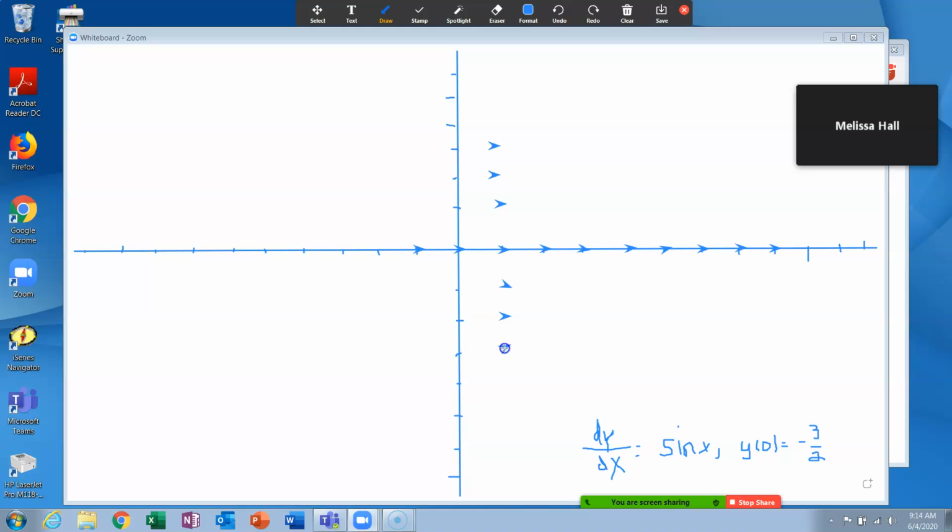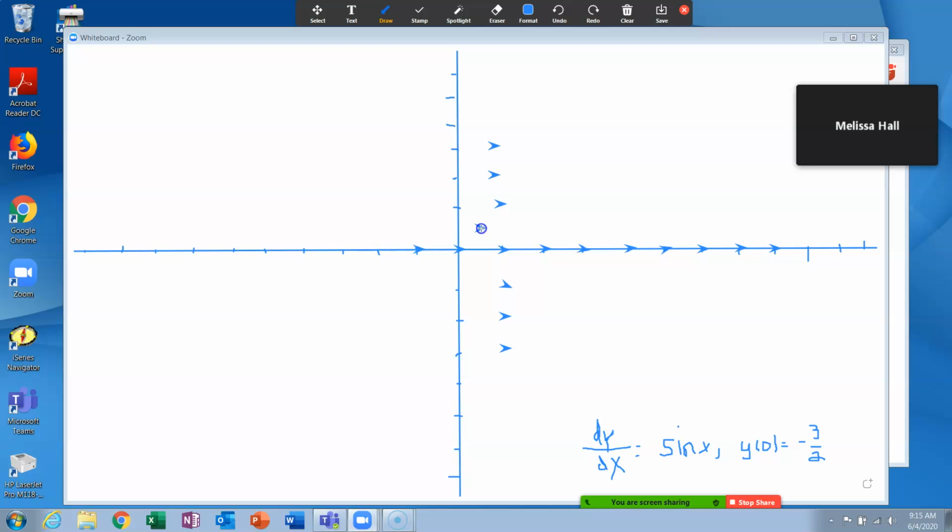What are you doing? Some of them go right in place and some don't. So everywhere there, at all the pi's, your slope is 0. Negative pi's, positive pi's, all your n pi's, the slope is 0. At all your pi halves, the slope is what?